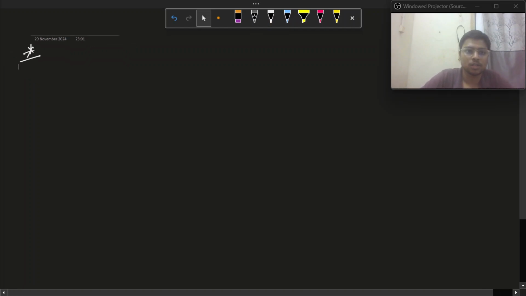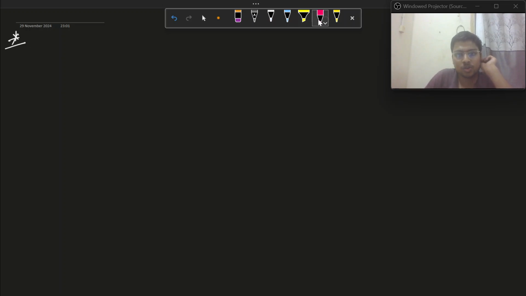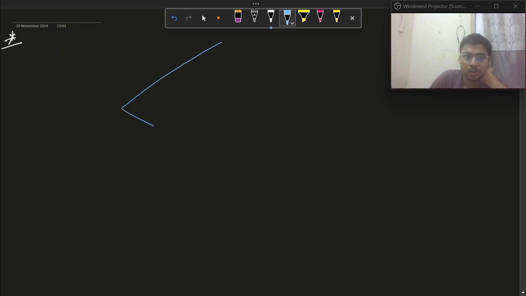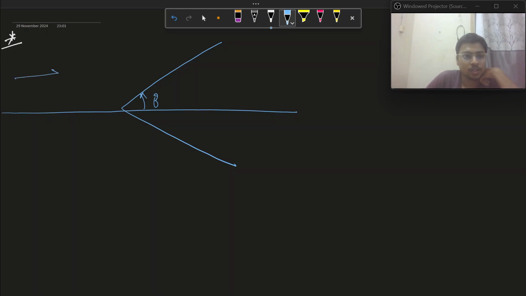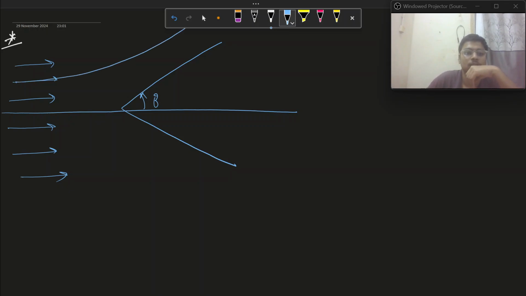Okay, so we have the wedge. We have the wedge which has an angle of beta, and the flow is coming like this, and it is going like this.